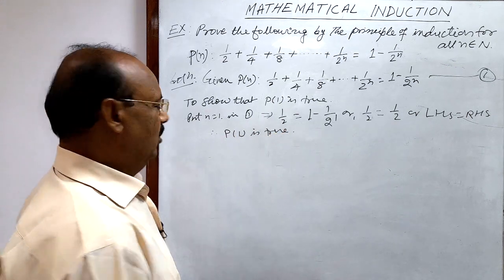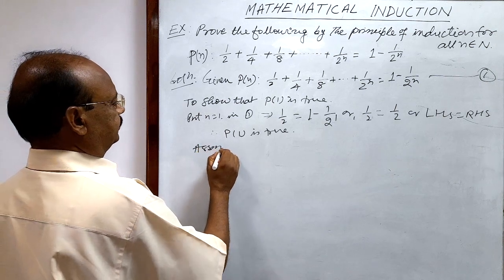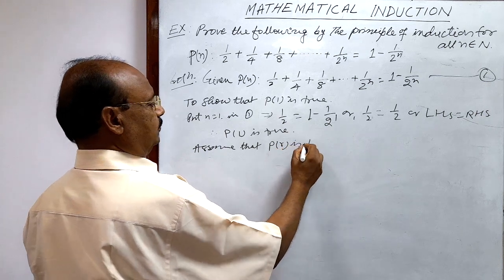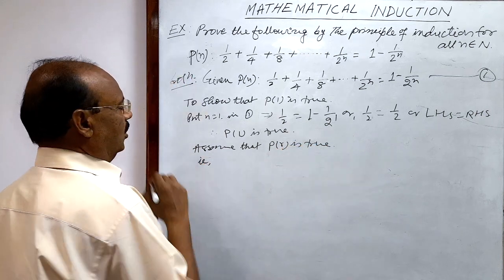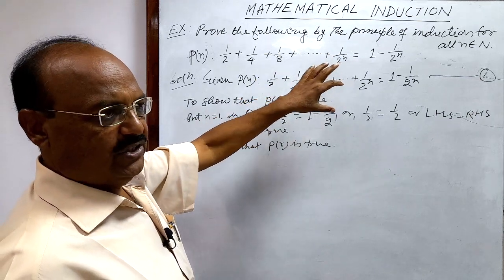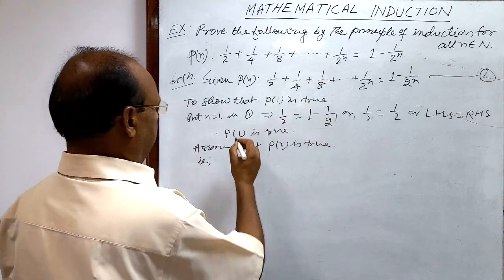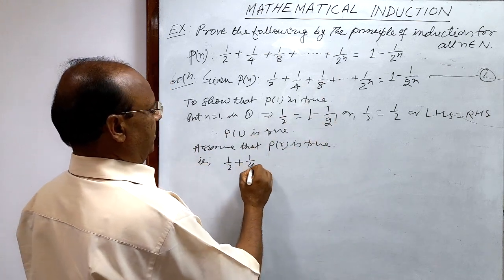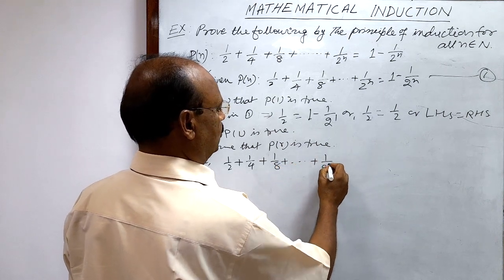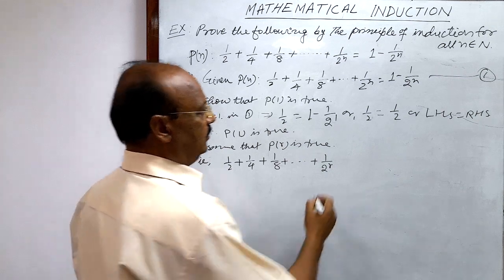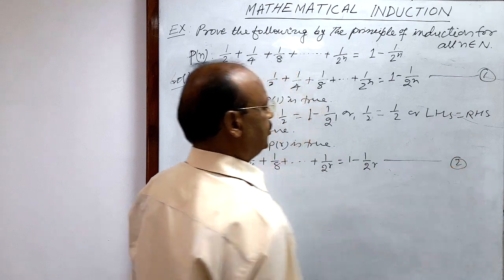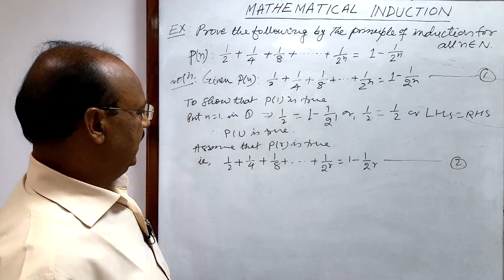Now the second step, we have to assume that Pr is true. That is, whenever we put n is equal to r in the given statement, this will be true. So that is 1/2 + 1/4 + 1/8 + up to 1/2^r, putting n is equal to r here, is equal to 1 minus 1/2^r. Let us call it relation number 2. So we have assumed it.